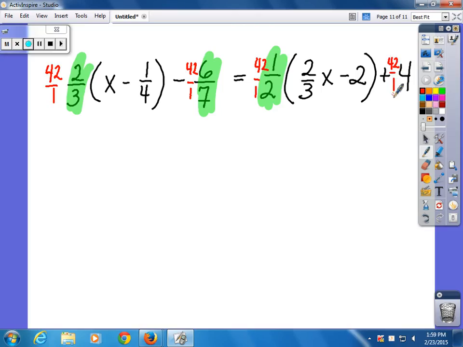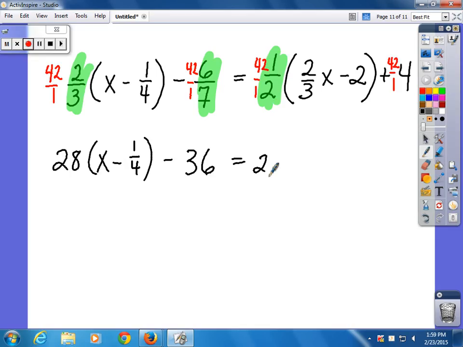Now, 3 will go into 42 how many times? 14 times 2 is? Seven will go into 42 how many times? 6 times 6? That's really hard. 2 will go into 42. 21, Hubert. Thank you, class. 2/3 x minus 2. And 42 times 4 is 168.